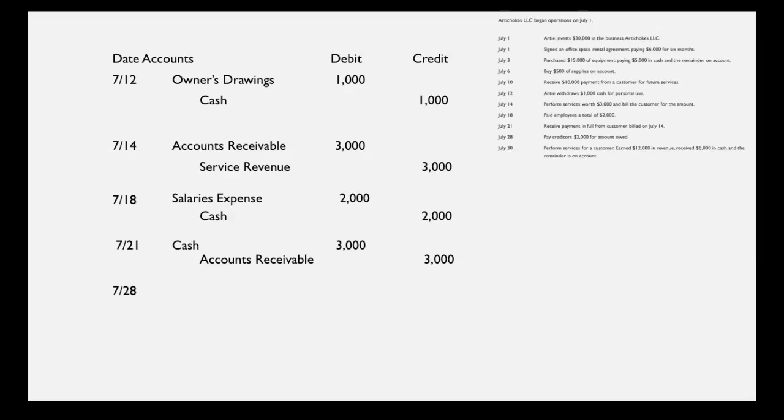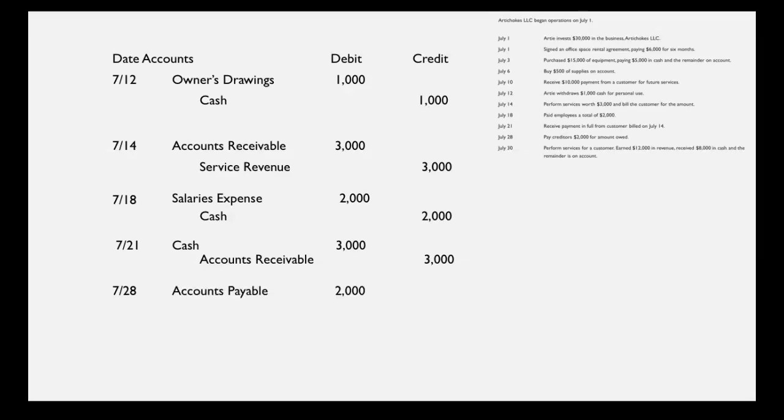Now on July 28th, we pay creditors $2,000 for amount owed. So a creditor is a fancy word for someone that you owe money to. Right? So we owed people money, and now we need to show that we paid some of it back. Right? So whenever you owe someone money, we need to be thinking of the accounts payable. Right? So, our accounts payable will be affected. And then the other account that's going to be affected here is going to be our cash because we are paying our creditors this $2,000.